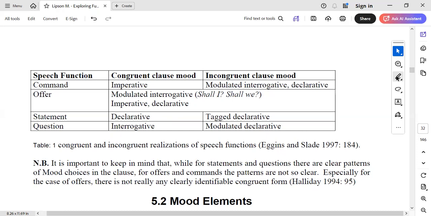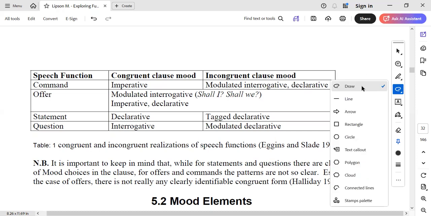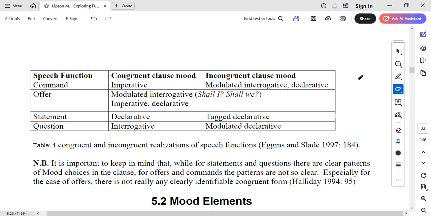I just have 1 minute, so you're going to join back. Anyway, you have to find out what tag declarative examples and modulated declarative examples are; the rest I believe you already know. And what is congruent and incongruent?